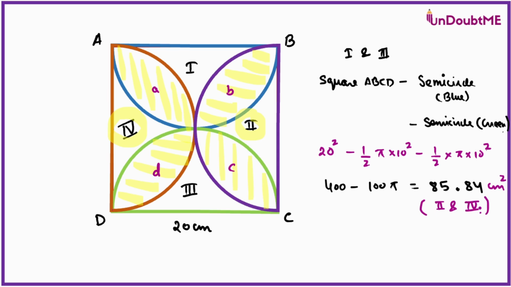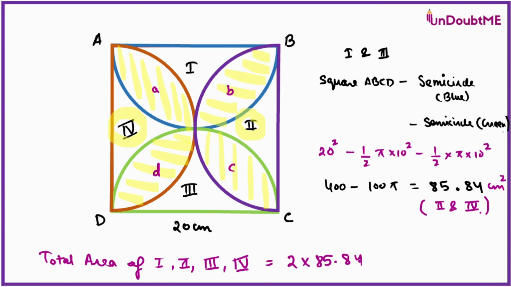Considering the symmetry, I can say that the area of part 1 and 3 is also the same. Okay, so the total area of 1, 2, 3 and 4 is equal to twice 85.84. So in the calculator, if I just double it, I'm getting 171.7 centimeters squared. Now, interestingly, that is giving me the blue area, which I'm just highlighting now. Okay, so this blue area is there with us now, and the question is almost done.